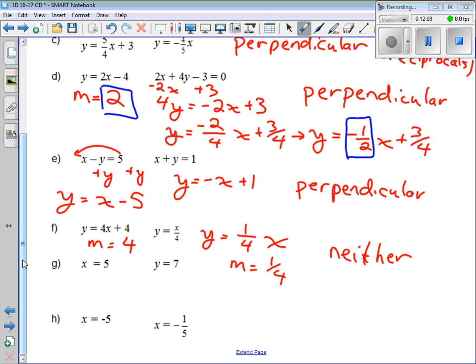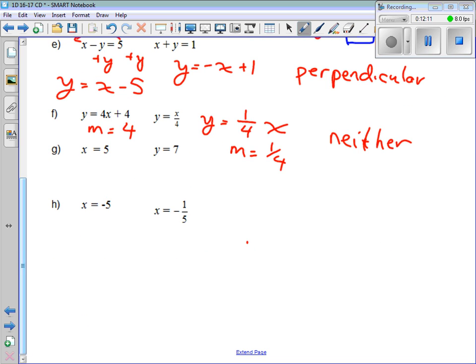All right, tricky ones down here at the bottom. X equals 5 and y equals 7. Parallel, perpendicular, or neither? These are the ones that everybody always forgets about. And you got to sort of think about what the graphs are going to look like here. Andrew, why are they perpendicular? Say that again? Never mind.